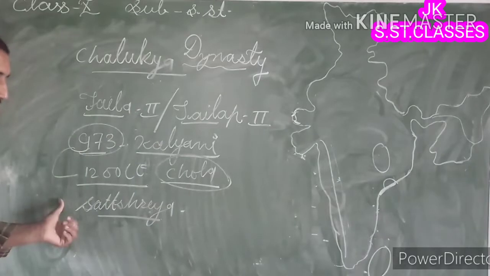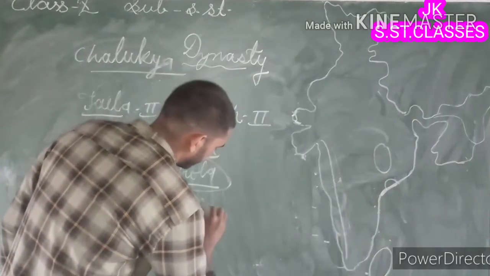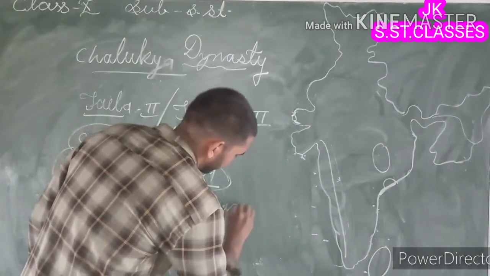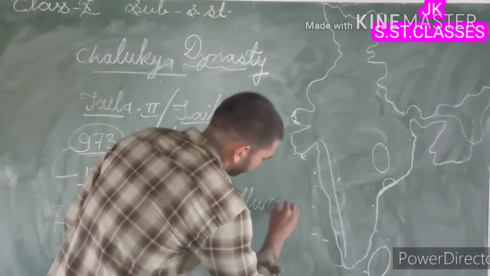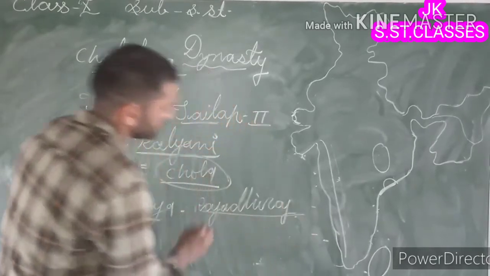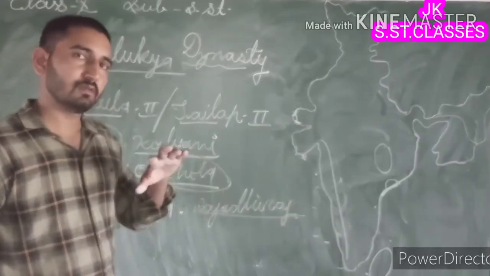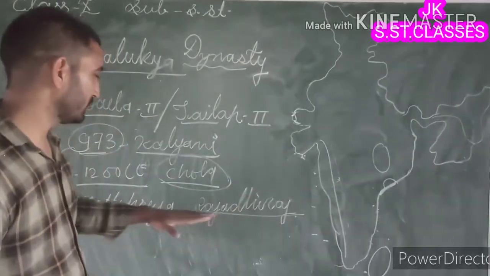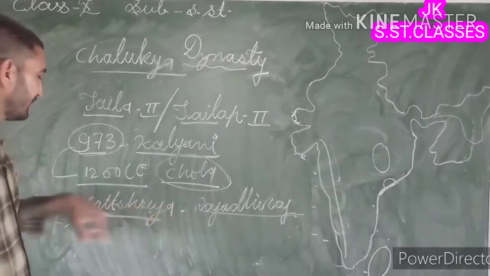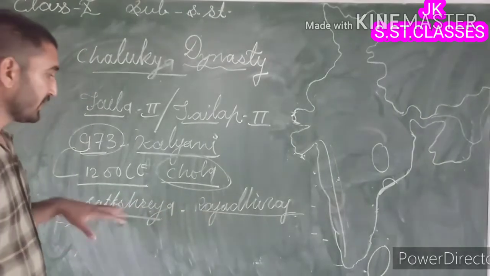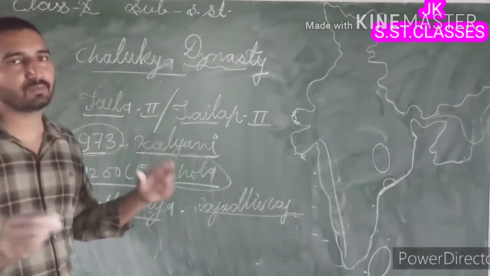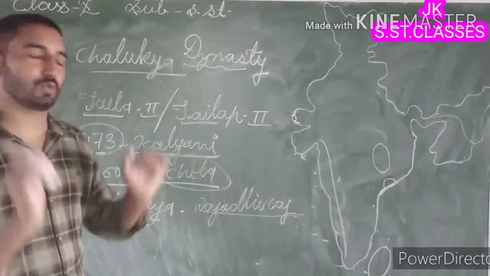Okay, Satsriya was defeated by Raja Viraj. As we already discussed about Raja Viraj in the Chol dynasty, the Chol ruler Raja Viraj defeated Satsriya. Okay, and in this way a struggle started between Chalukyas and Cholas.